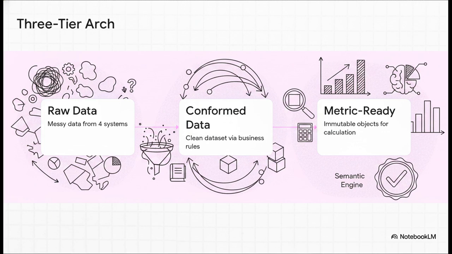So let's look at the solution, which brings us to the semantic engine. And the word semantic here is key. It means the engine is actually dealing with the meaning of the information, not just the raw math. It uses a really strict 3-tier architecture that's specifically designed to reconcile all this chaos. And the best part? It does it without forcing a single team to modify their perfectly valid legacy calculations. We flow logically from raw data to conformed data to metric-ready inputs.